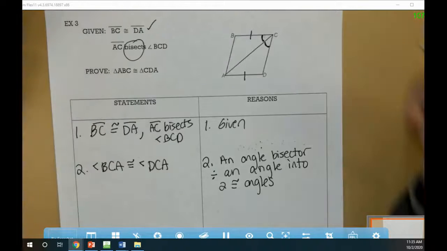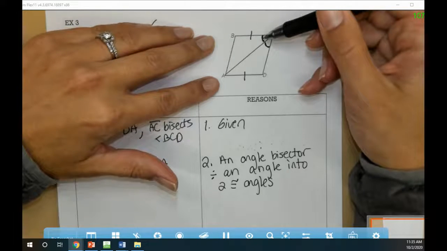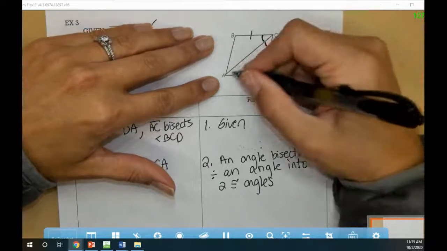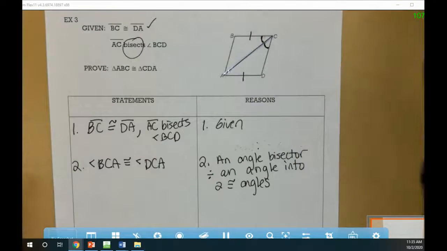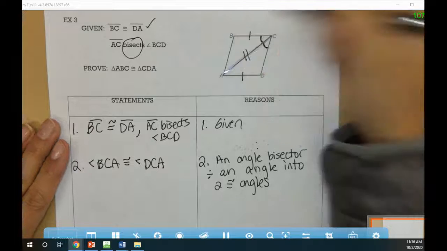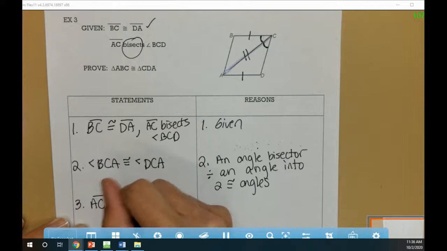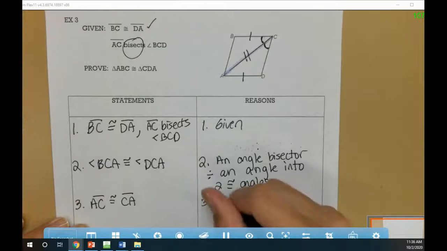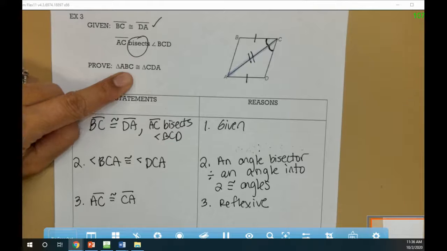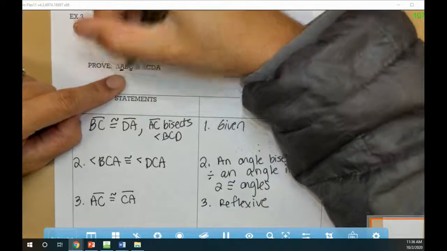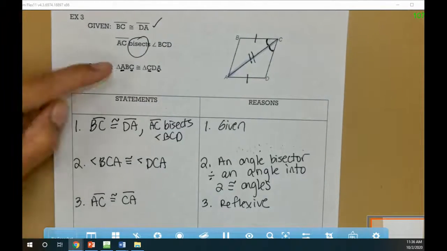Okay, so we're trying to prove the triangles congruent. We want to come up with a plan here. Right now we have a side and an angle. So we need another angle or another side. Looks like they share side AC. So we can use the reflexive property to show congruence. AC is congruent to CA by the reflexive property. Now I wrote AC and CA because I'm looking up here at my congruent statement. AC of one triangle corresponds to CA of the other triangle. So just make sure you're matching the congruent statement.